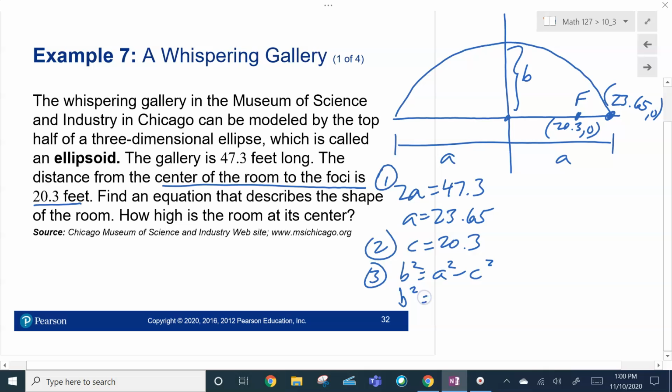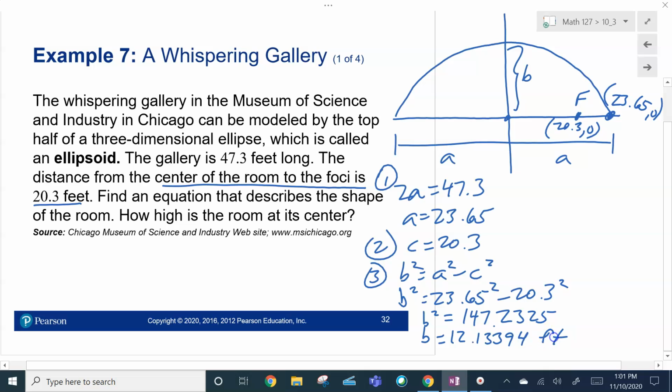So B squared equals 23.65 squared minus 20.3 squared, which gives 147.2325. Taking the square root, I get 12.13394 feet. So 12.1 feet if you're going to round to the nearest tenth of a foot. 12.1 feet, that's your height of the room at the center. That's the highest point there in the center of the room.